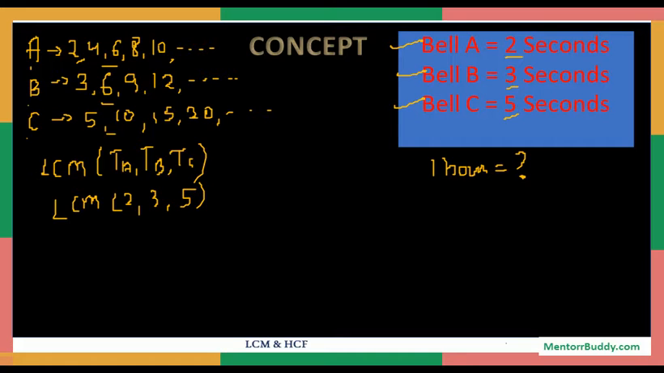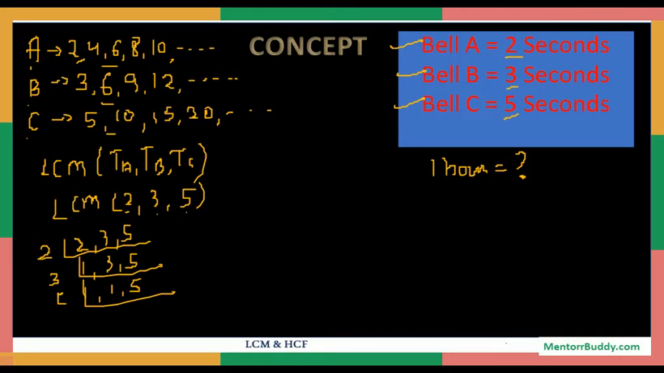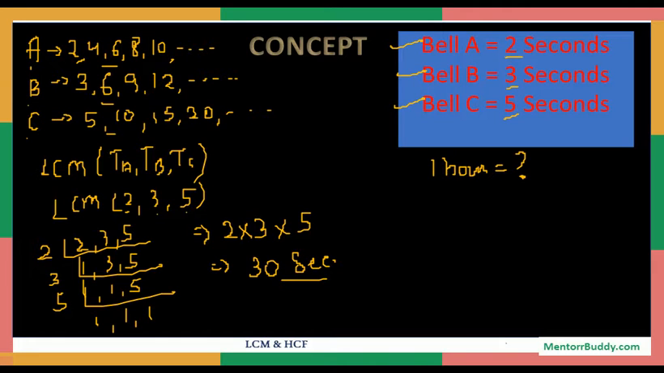If we take the LCM of 2, 3 and 5, it will be 2 one time, 3 one time and 5 one time. So the LCM will be equal to 2 into 3 into 5, which equals 30 seconds.